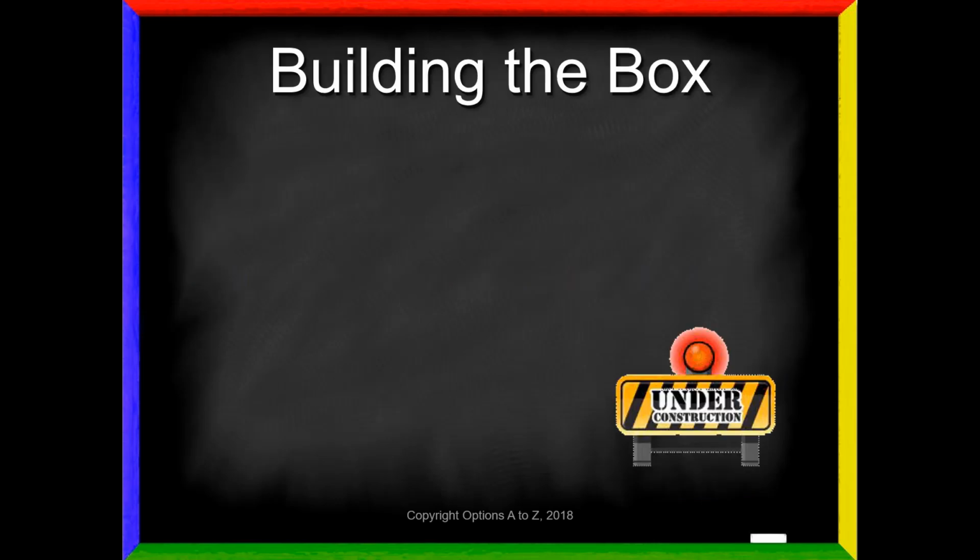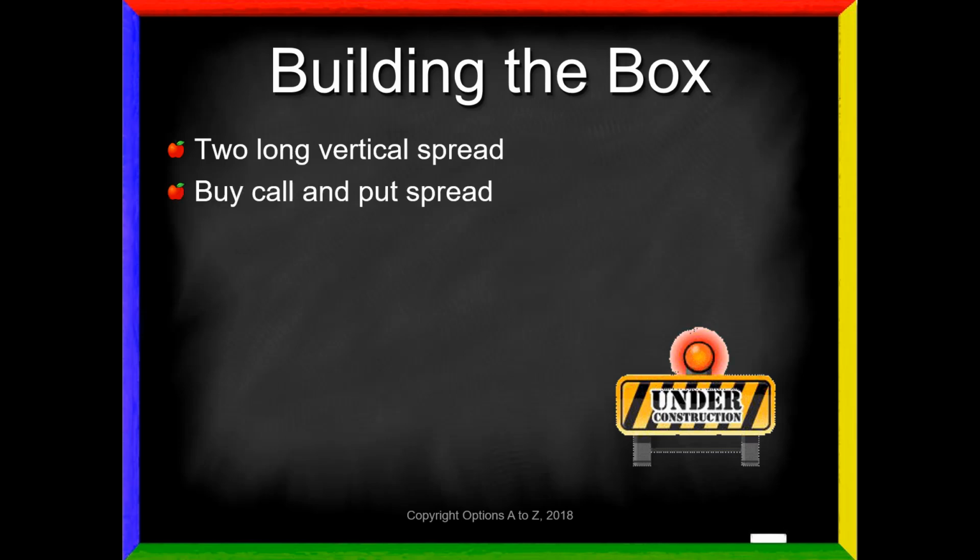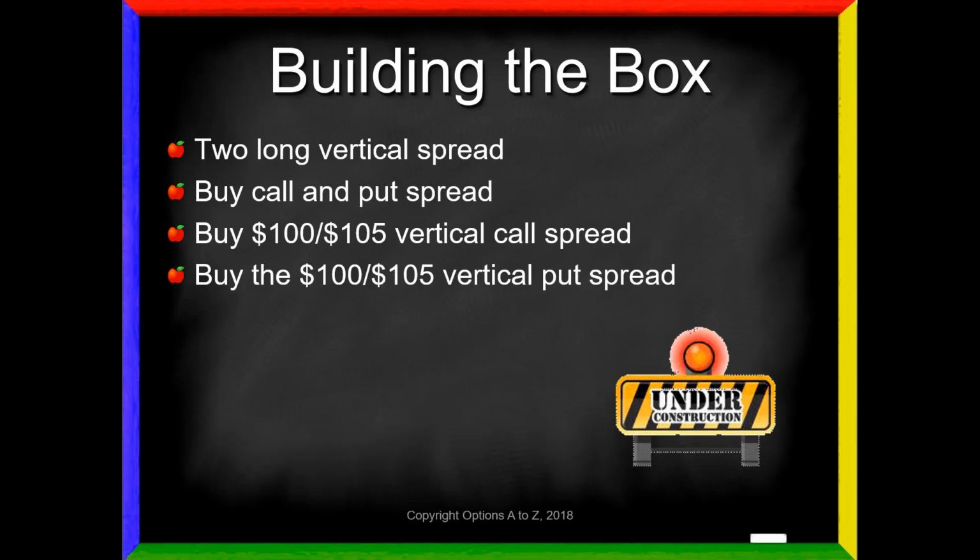Let's start with building the box spread. It is always built by two long vertical spreads. You're going to buy the call spread and the corresponding put spread, corresponding again meaning that they have the same strikes and expiration. So for example, you might buy the 100-105 vertical call spread, and then you would also buy the 100-105 vertical put spread. Keep in mind that if you're buying the call spread, you're buying the lower strike, or 100 in this example. And if you're buying the put spread, you must be buying the higher strike, because the lower strike call and the higher strike put always have to be worth more money. And so that's always going to result in a debit if you're buying the box.